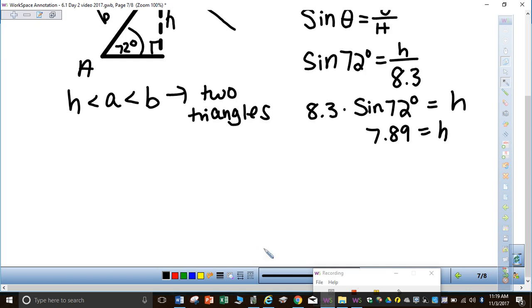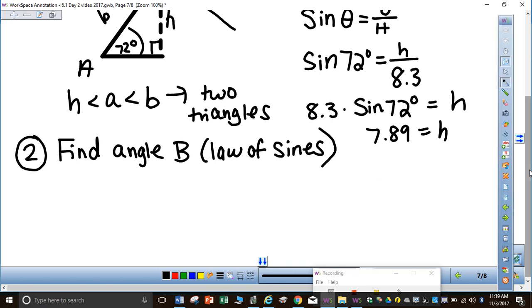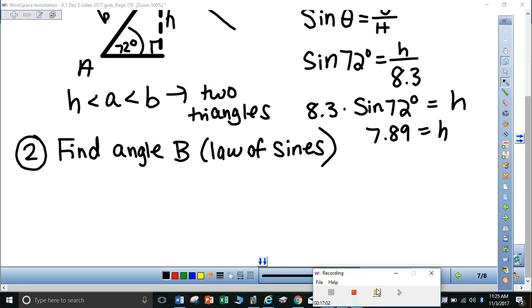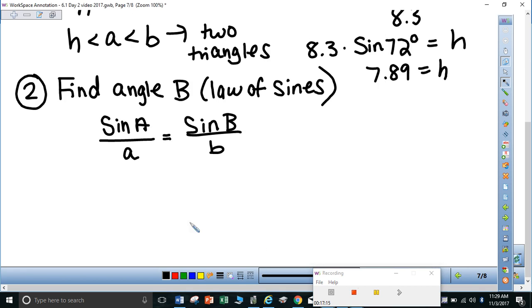Okay. So after we find the height and we determine what situation we have, our next step is always going to be to find angle B using the law of sines. Okay, so let's go ahead and put this into the law of sines and just see what we end up getting for angle B, and then we'll talk about how that relates to our two different triangles. But let's just see what happens when we plug the numbers in.